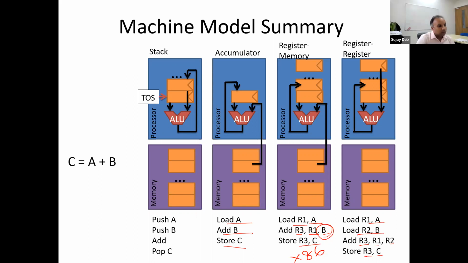Oh, and by the way, in x86, the explicitly mentioned operands are basically two. The first operand is always the destination. So basically, if I want to write this add instruction in x86, it will be like add, then I have to just tell R1 and B, because the destination, the result, will always be stored in R1.